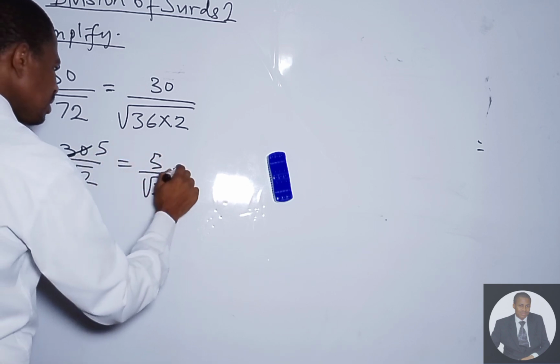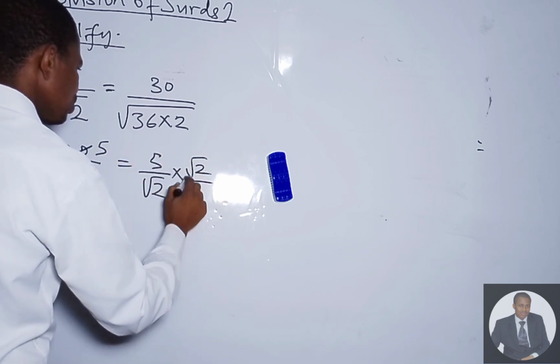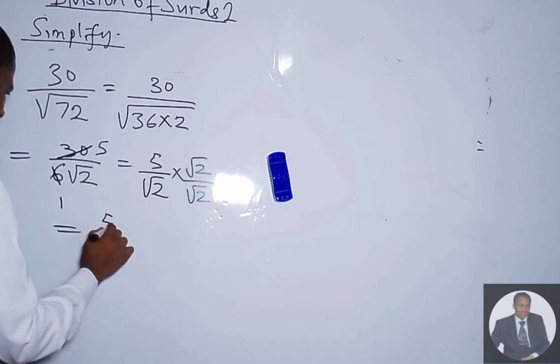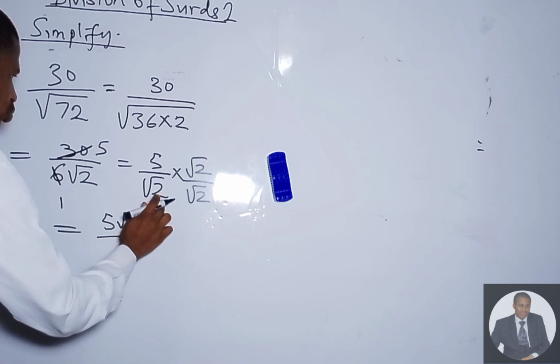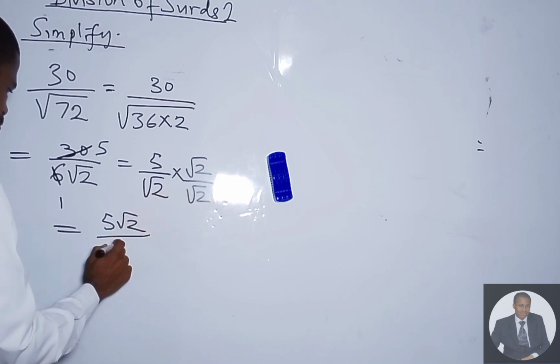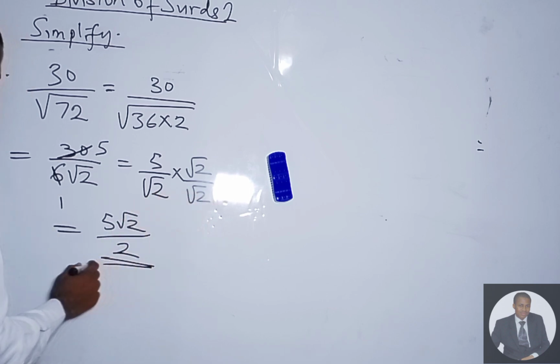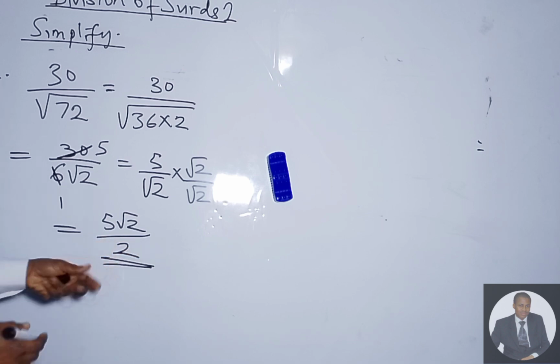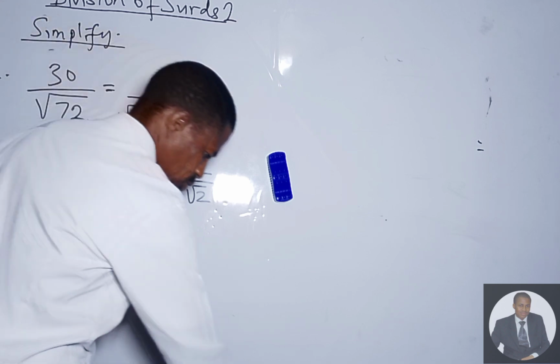We rationalize by multiplying numerator and denominator by root 2. So we have 5 times root 2, 5 root 2. Root 2 times root 2 will give us 2. So our final answer will be 5 root 2 divided by 2. Another question.